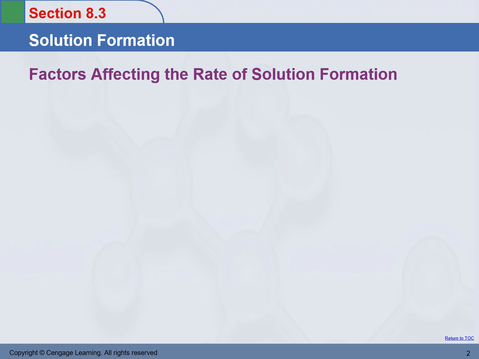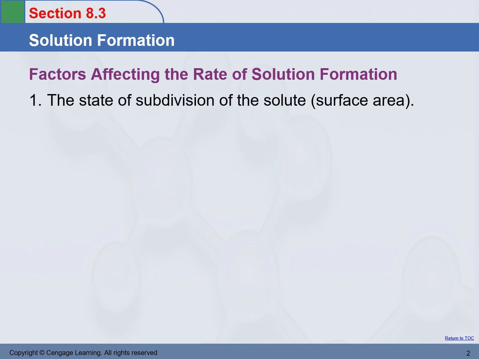Now let's talk about the factors affecting the rate of dissolving, the rate of solution formation. If we understand what's going on in the process of dissolving that we discussed on the last slide, you will understand everything on this slide. So first of all, the state of subdivision. The greater the surface area, the faster dissolving. Pretty straightforward. Greater surface area, more particles are on the surface of the solute, more likely they will get dissolved.